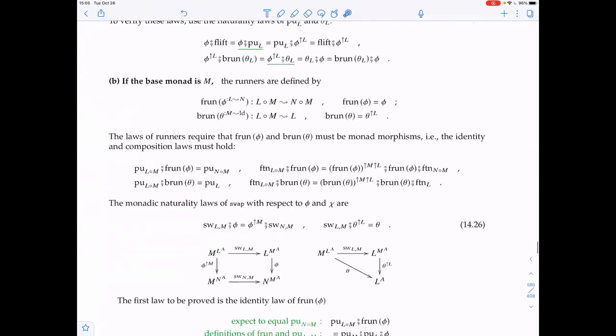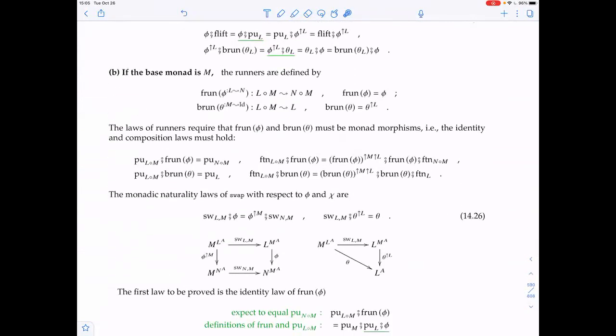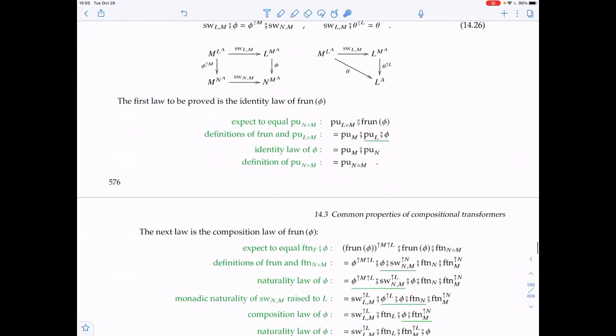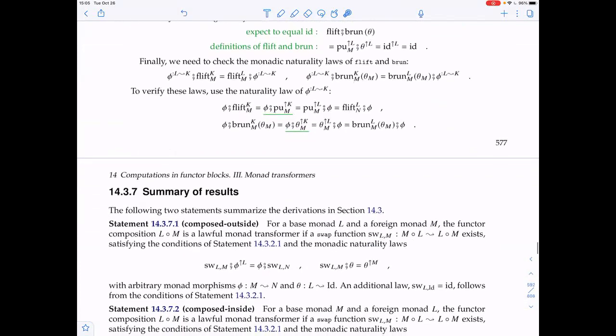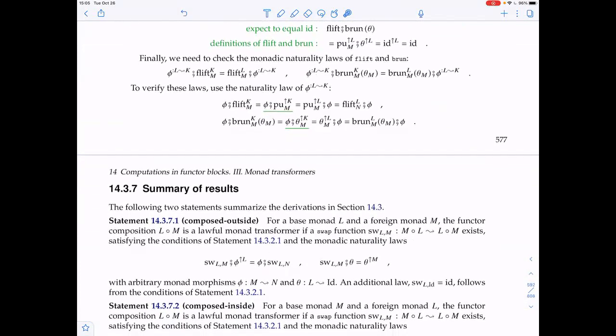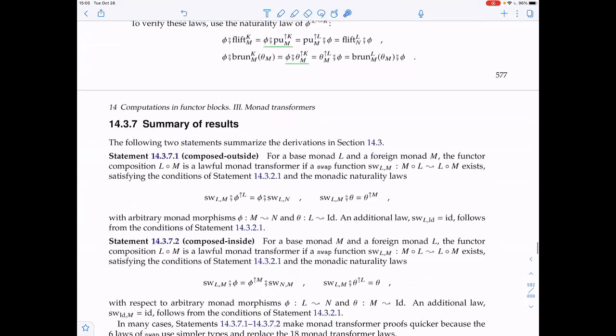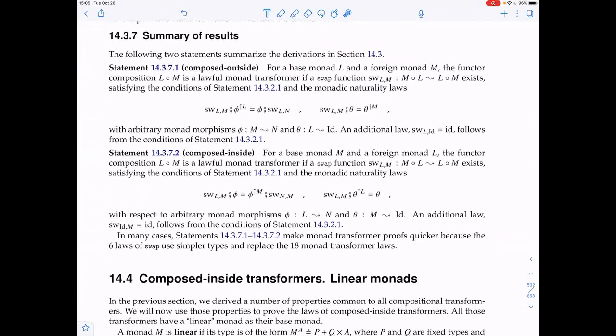So I'm not going to go through this proof, but I'm showing that the runner laws are satisfied. I'm going through systematically all the laws of monad transformers, and I want to see if they are satisfied automatically if the swap function satisfies certain laws. And it turns out that you can do that. The swap function has much simpler laws than the monad transformer itself.